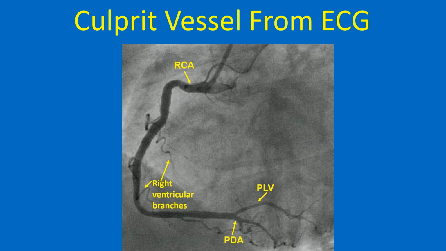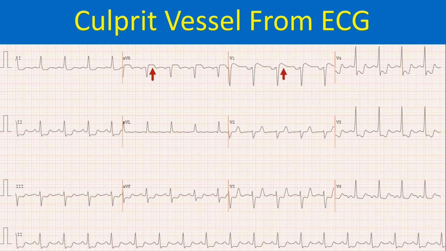But in LAD occlusion, ST elevation in V2 is more than that in V1. In right ventricular infarction, more ST elevation is noted in V3R than in V1. V1 can show ST elevation in both these cases. Now what about this ECG?